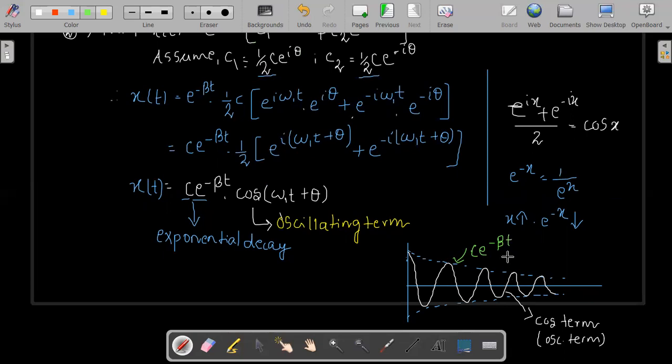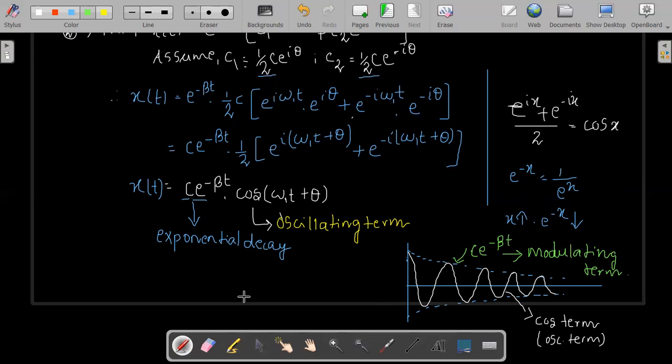And since this is controlling its amplitude, it is also known as the modulating term. This is the modulating term. Okay, so that's important. So we do have two terms here. One is the constant, which is actually giving you this waveform, oscillating term, and this exponential term is the reason because of which the amplitude is dropping, and we have got the modulation here, right?